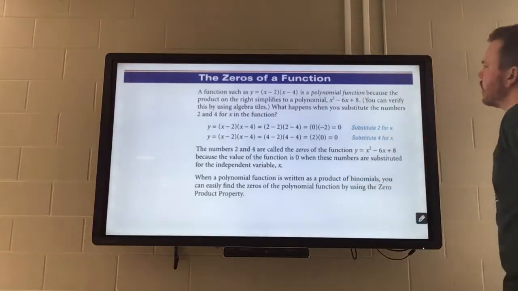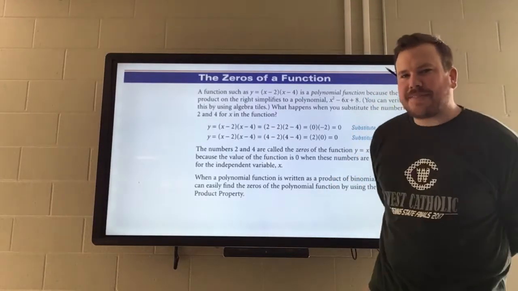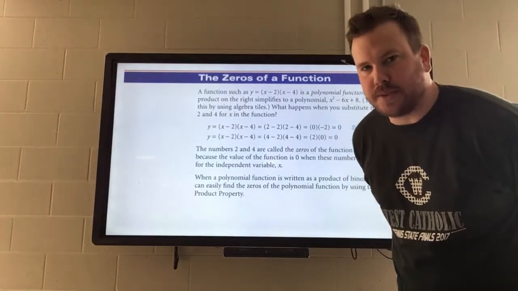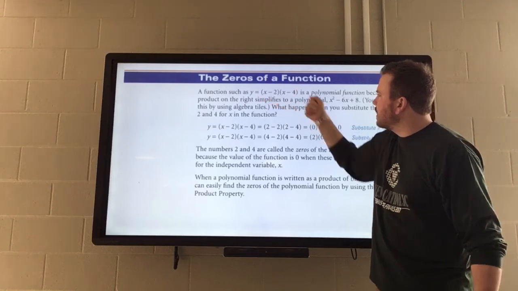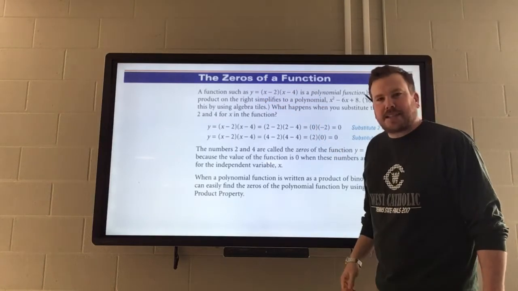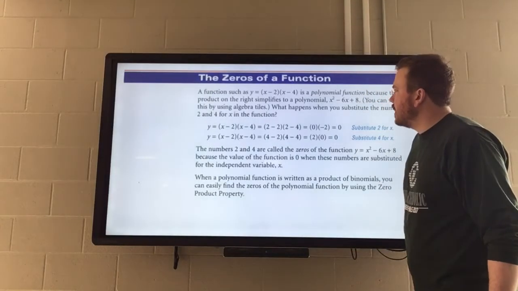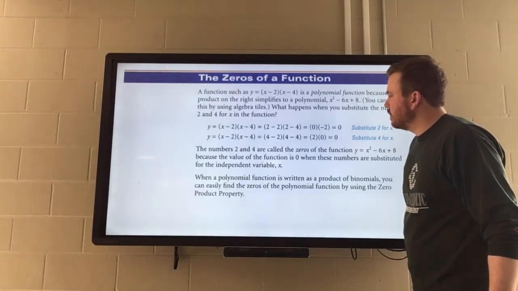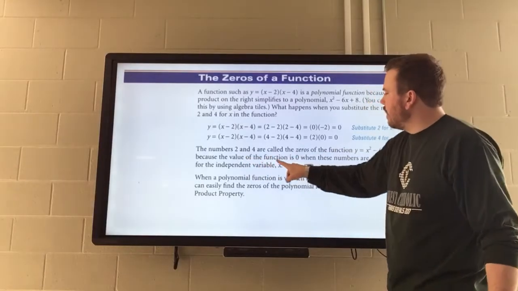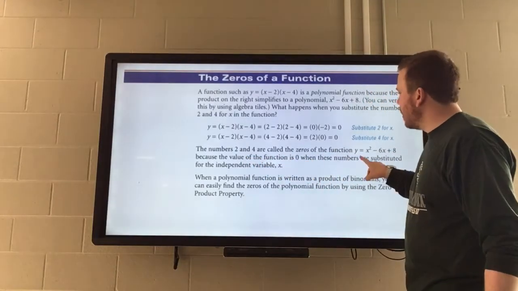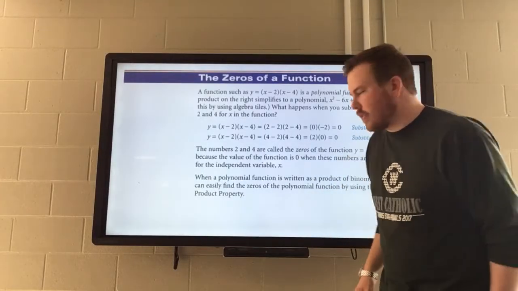So, the zeros of a function. The zeros of a function are the x values that make our function value 0. So if we look at this function, for instance, we have y is equal to x minus 2 times x minus 4. We are saying that the zeros of this function would be 2 and 4. They are called the zeros of the function because the value of the function is 0 when these numbers are substituted for x. Let's see what that looks like graphically.